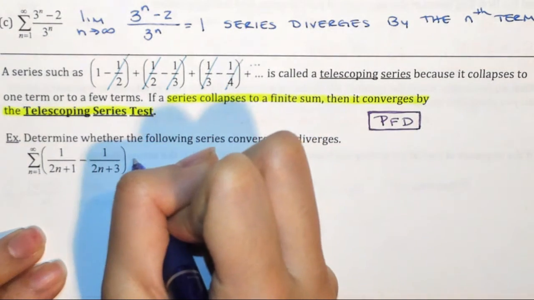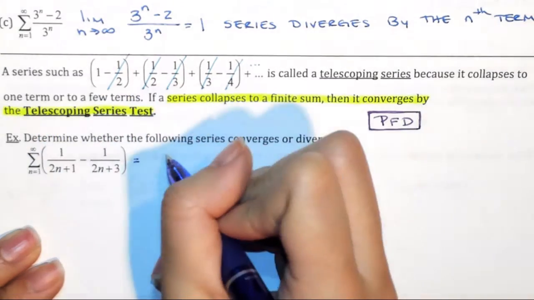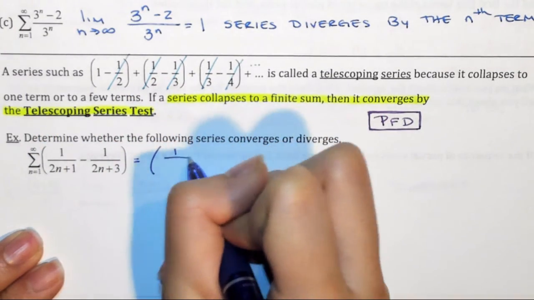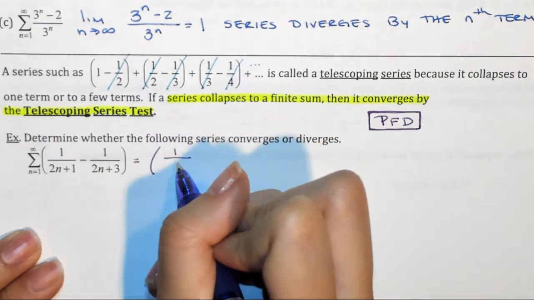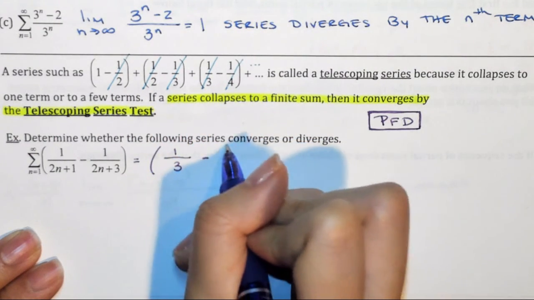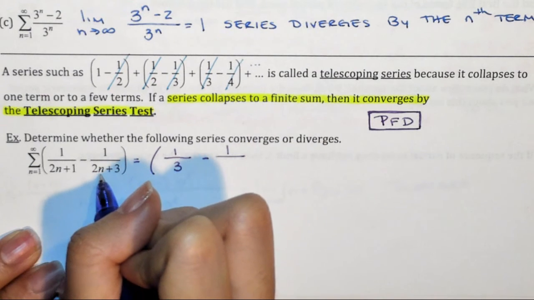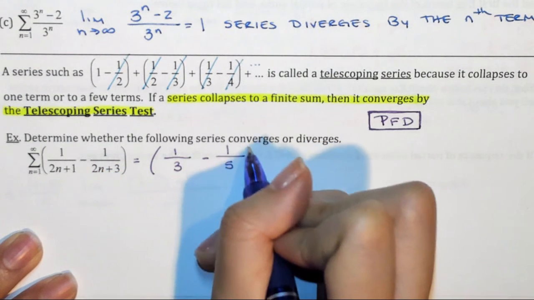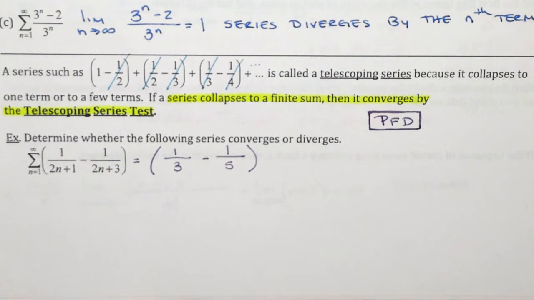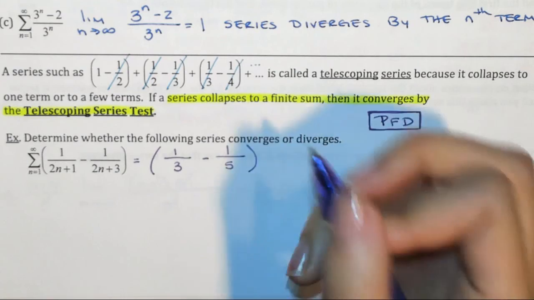And so let's just simplify this a little bit. Let's plug in 1. If I plug in 1, then I get 1 over 2 times 1 plus 1, which is 3, and 1 over 2 times 1 plus 3, which is 5. So my first term would be 1/3 minus 1/5. And I'm not going to simplify it. I'm just going to keep going.